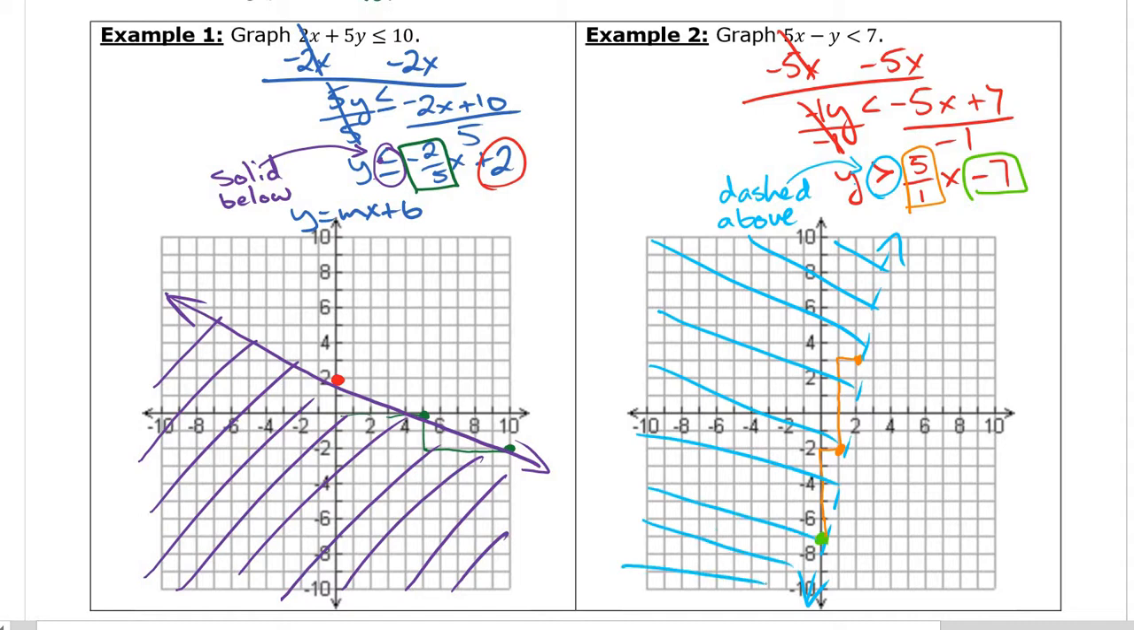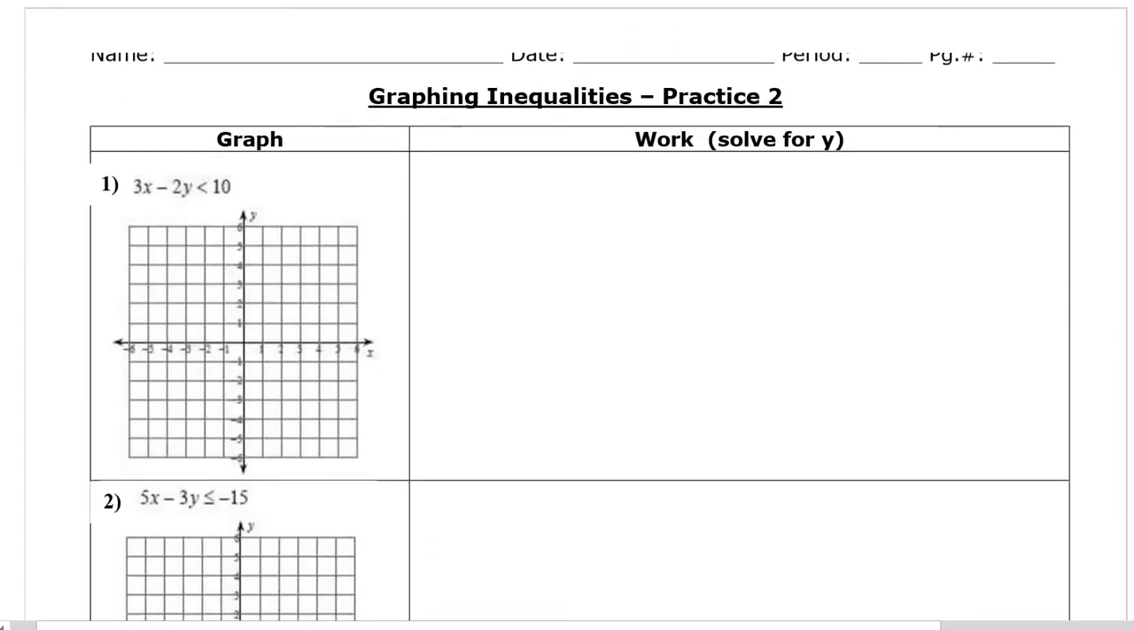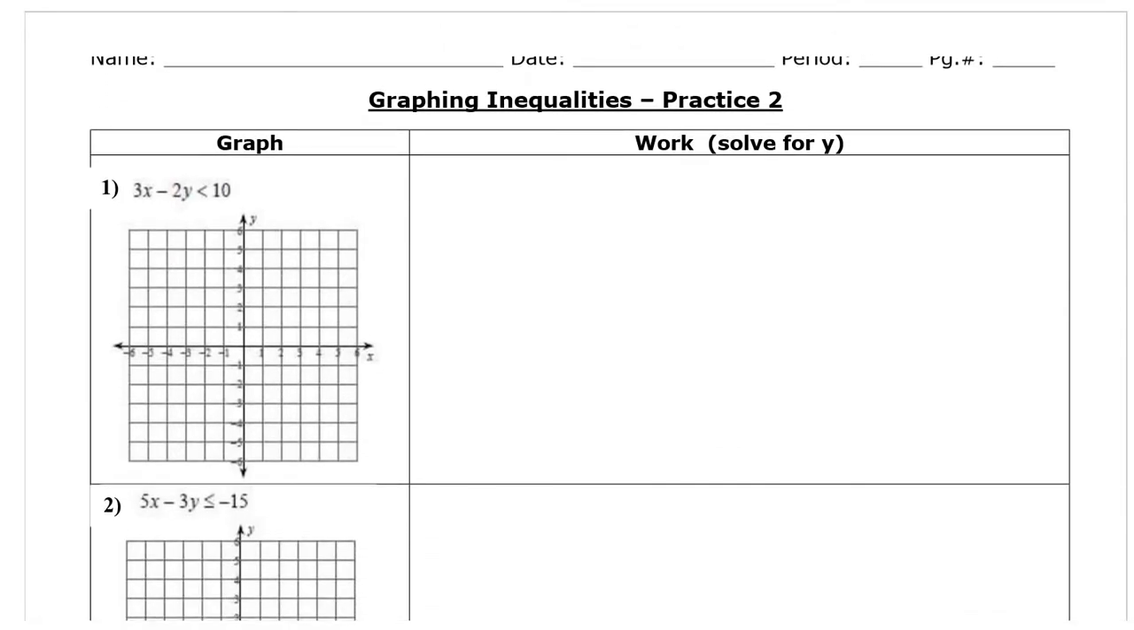There we have it. Alright, at this point you're going to start work on the sheet that has these problems. This is part of your daily work. Good luck.